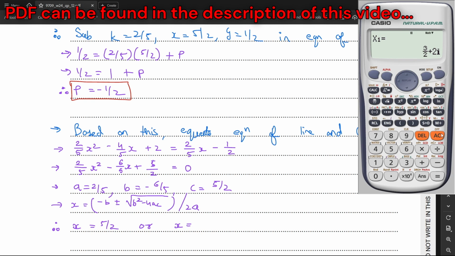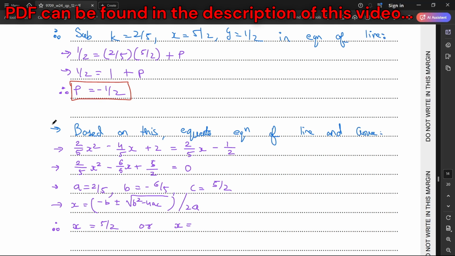So the first, okay, I guess I did some mistake over here. 2 by 5, then minus 6 by 5, and then 5 by 2. Okay, so there is some kind of a mistake that we have done. Let me just quickly cross check it.